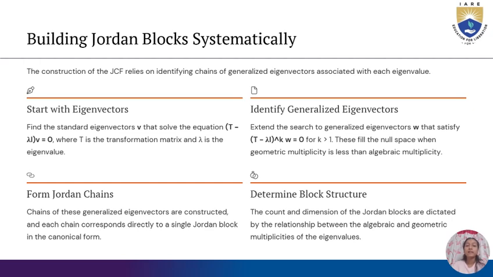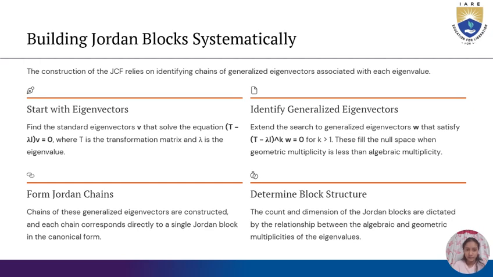So, building Jordan blocks systematically. The construction of JCF relies on identifying chains of generalized eigenvectors associated with each eigenvalue. Start with eigenvectors. There are 4 steps. So coming to the first step, start with eigenvectors. Find the standard eigenvectors V.